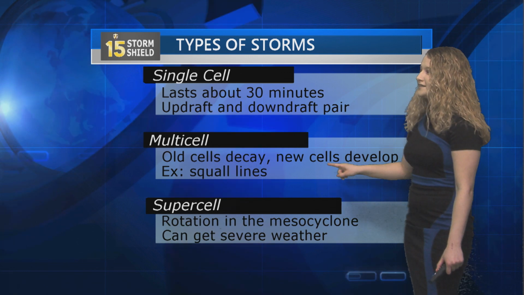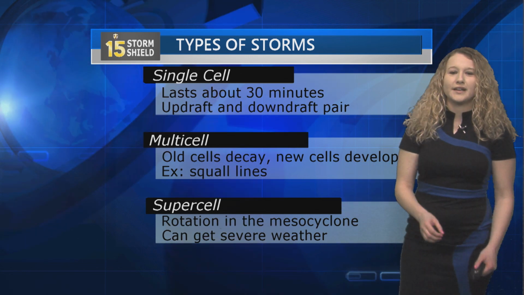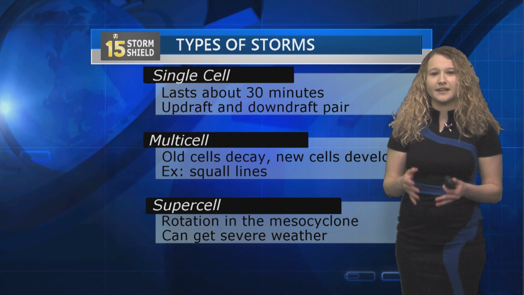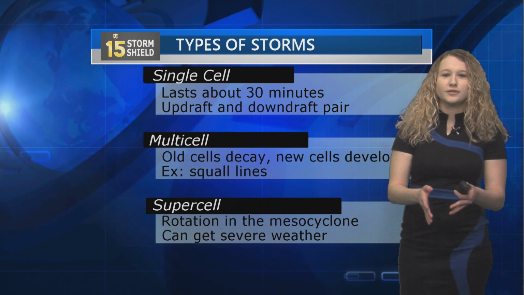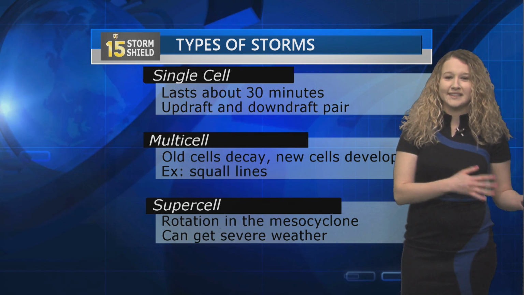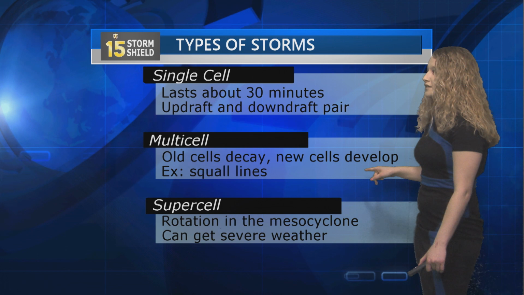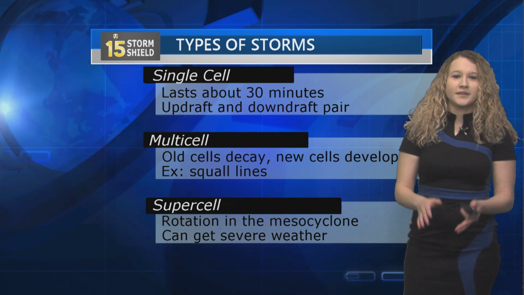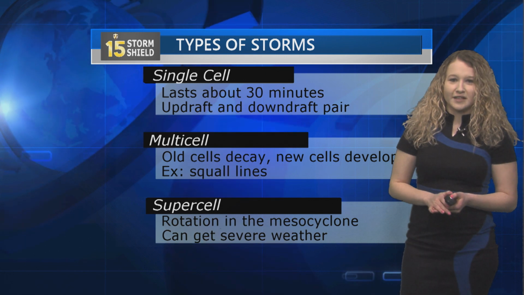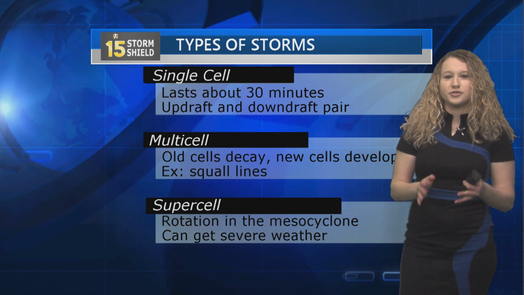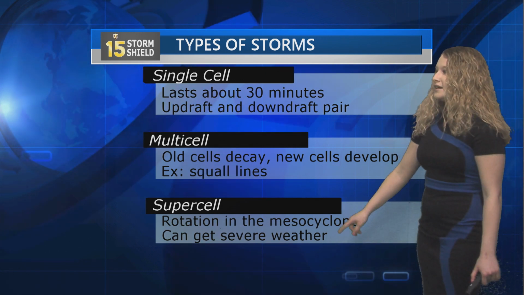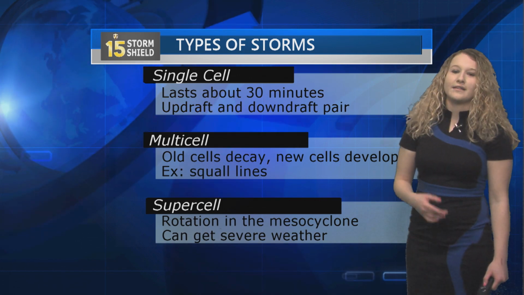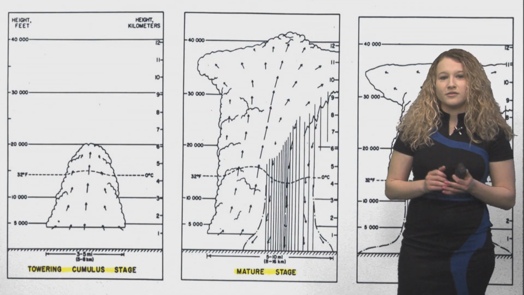Second, we'll have multi-cell thunderstorms. Now these are when you get different types of cells and you can see them on the individual radar signatures. Old cells will die and decay away while new cells will develop, and an example of that is a squall line, which we've seen on radar before. Finally, you have supercells. Now this is the main cell that usually can become severe. Now you'll get rotation in the mesocyclone, and that's internally where you get those tornadoes.